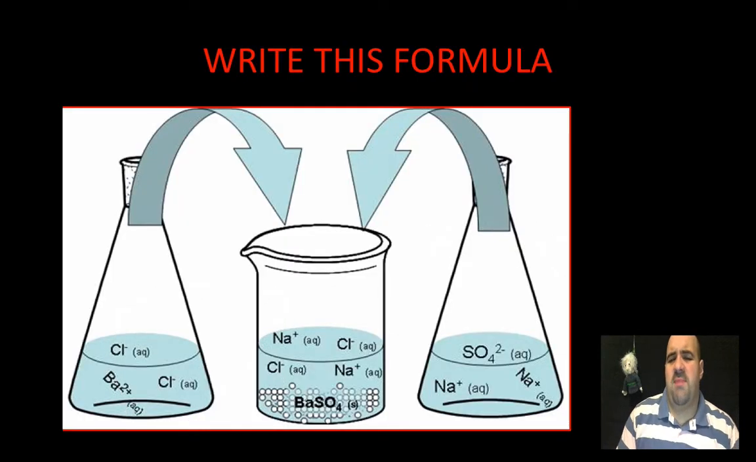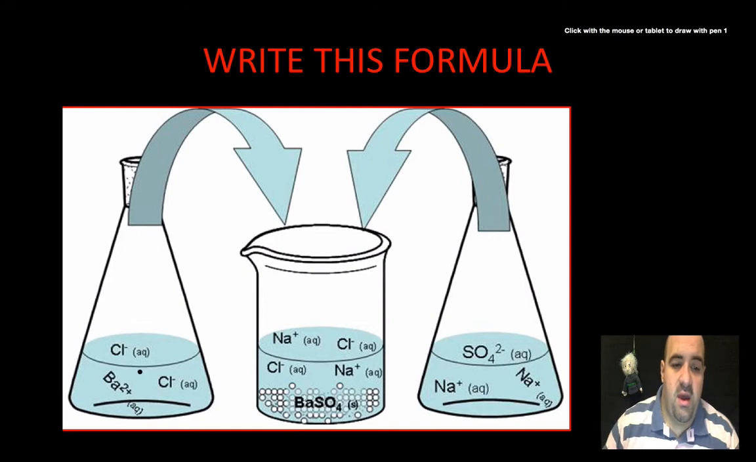So let's do one more example of this. Let's try to write the formula for what's going on in this picture. Looking at it to start with, it looks like we have barium chloride, aqueous, and over here we have sodium sulfate, aqueous. We have two containers with dissociated ionic compounds in them. The barium separated from the chloride, the sodium separated from the sulfate. Now what happens when we mix them?